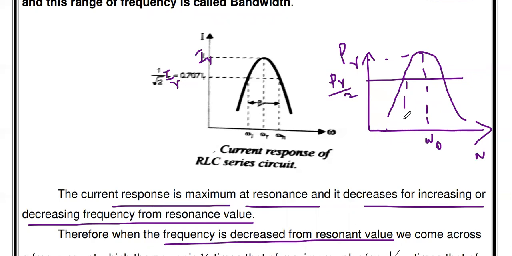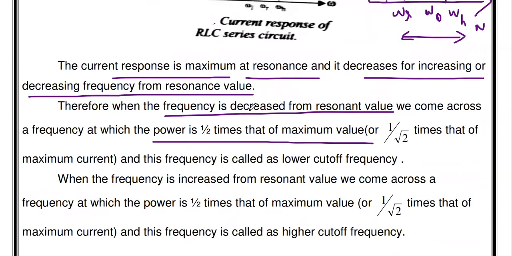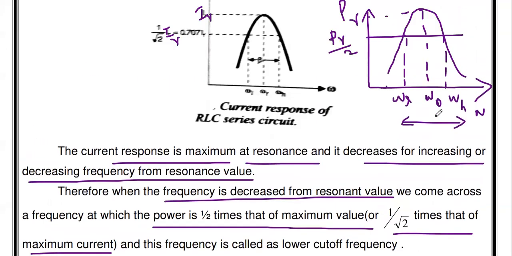So this frequency is called the lower cutoff frequency omega L, and this frequency is called the higher cutoff frequency omega H. The range of frequency between them is said to be the half power frequency. We can refer to the bandwidth in two different ways, in terms of current or in terms of power. The power is half times that of the maximum power, or the current is 1 by root 2 times that of the maximum current. That is called the half power bandwidth.